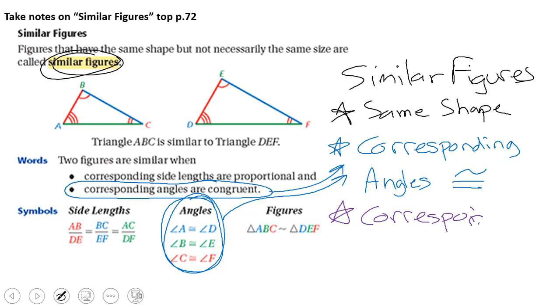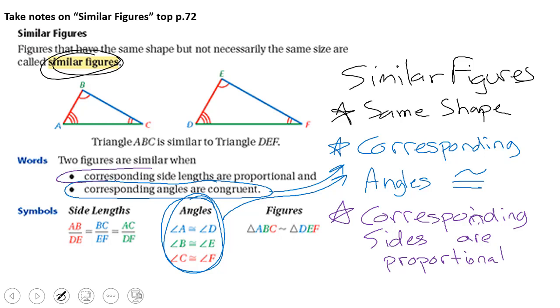Okay? Now lastly, we want to talk about corresponding sides. Corresponding sides are what? That's right, proportional. Corresponding sides are proportional. And what did they say in the first bullet? Corresponding side lengths are proportional. And they wrote down the proportions right here for the side lengths.